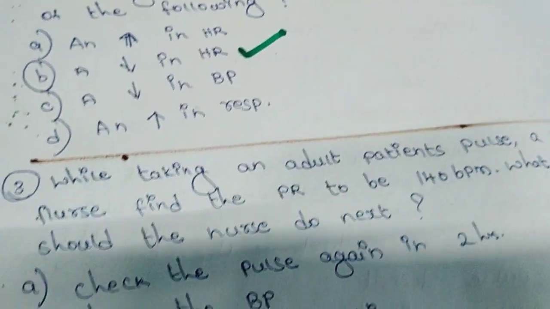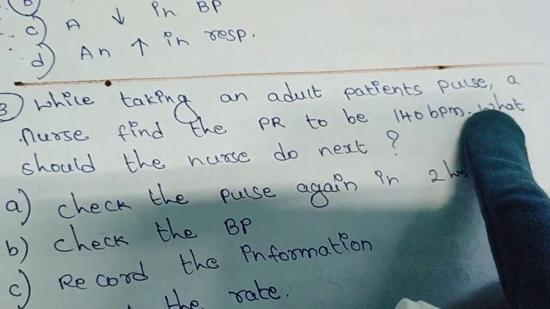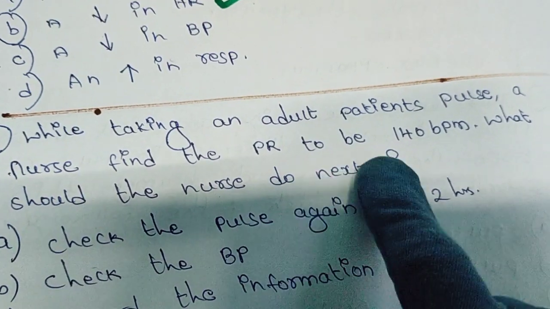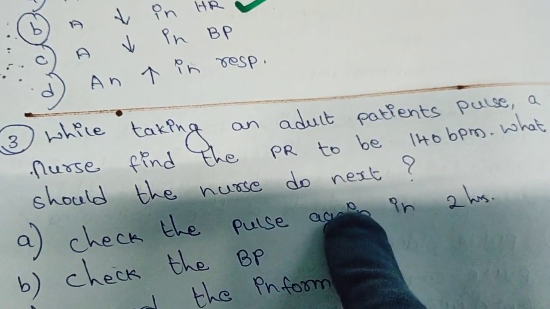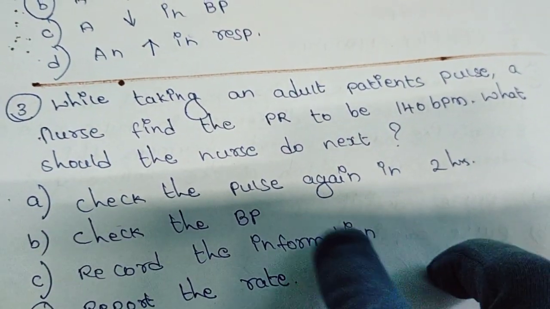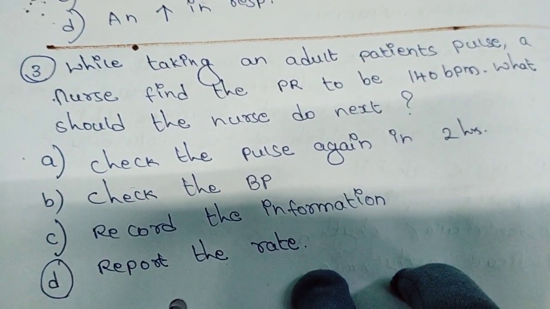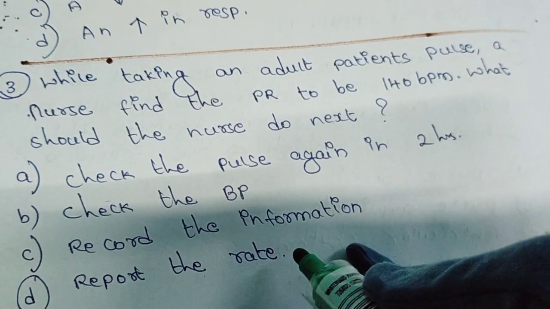The next question. While taking an adult patient's pulse, a nurse finds the pulse rate to be 140 beats per minute. What should the nurse do next? Check the pulse again in 2 hours, check the BP, record the information, or report the rate. What should the nurse do? The answer is report the rate.